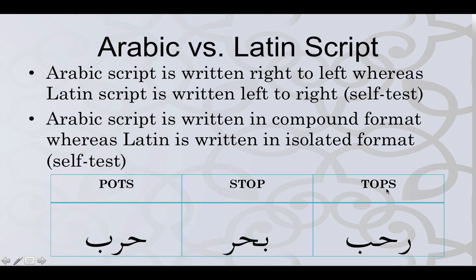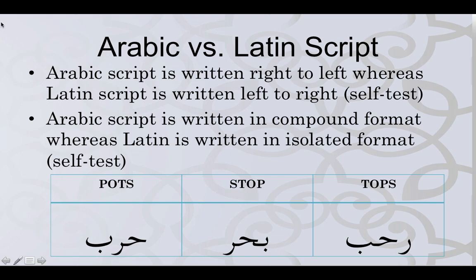Pots, stop, and tops. Notice that the letter P in the word pots, the letter P in the word stop, and the letter P in the word tops is written identically. The letter P in pots appears at the beginning of the word, in stop it appears at the end of the word, and in tops it appears in the middle of the word. But you can easily tell that this is the letter P, this is the letter P, this is the letter P. It's written the same because all letters are isolated.